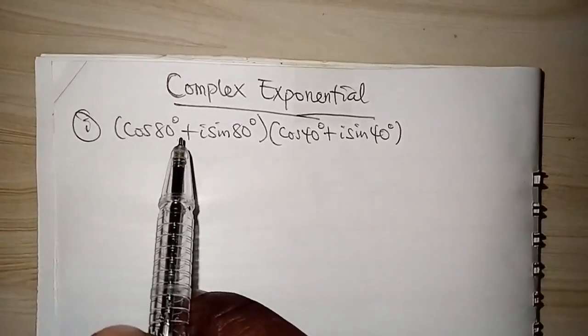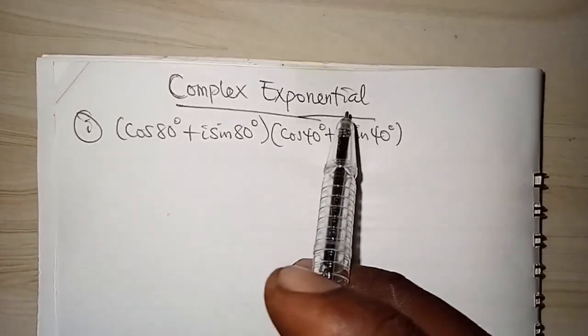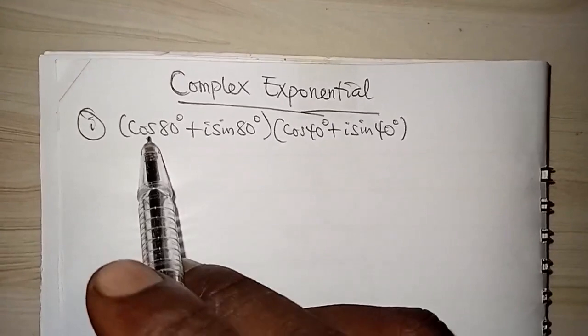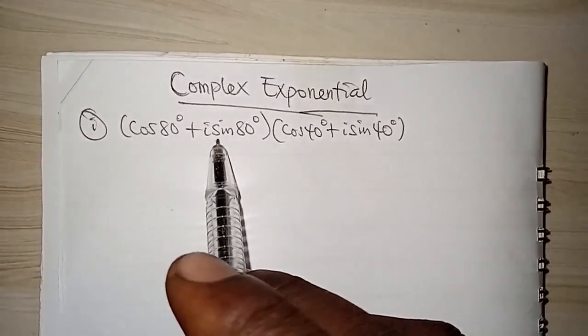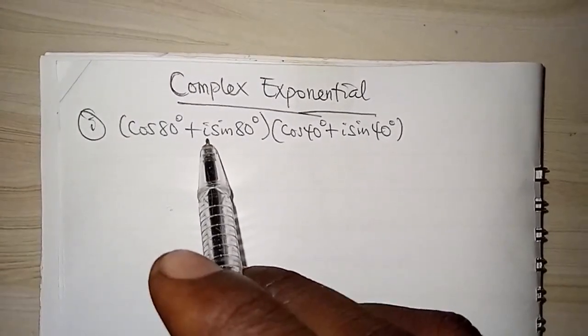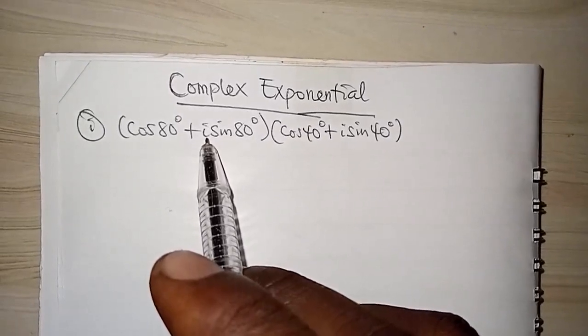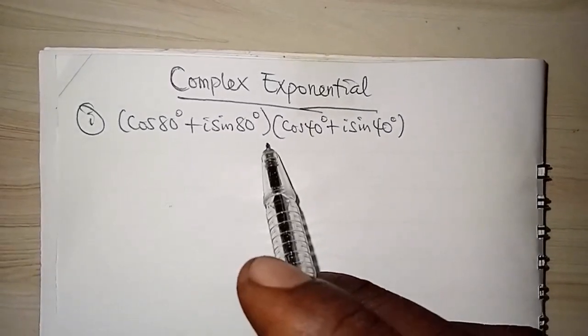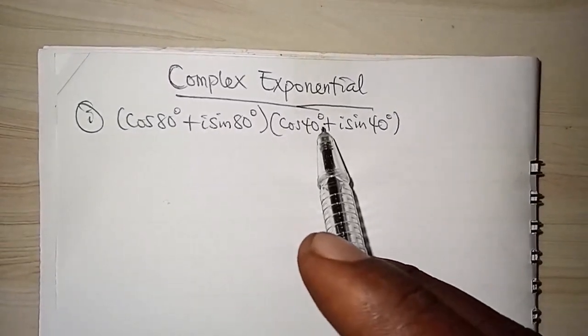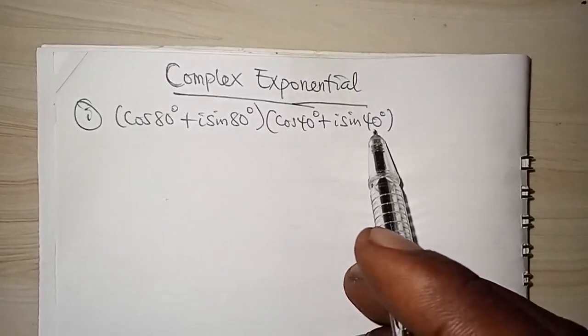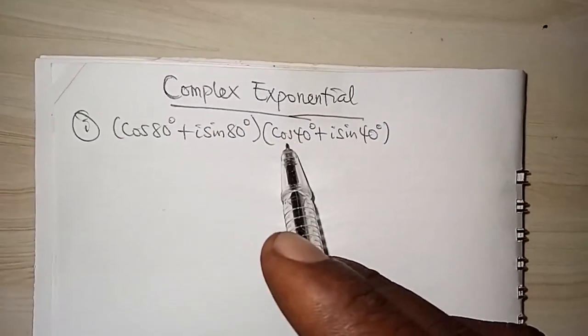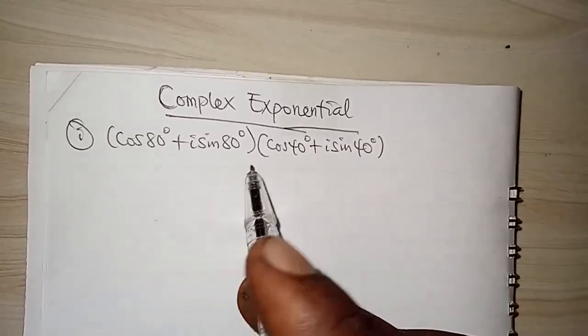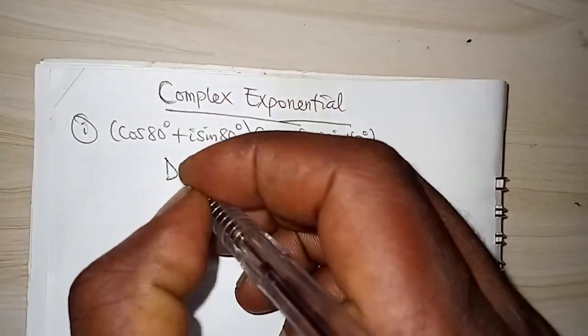In this video, we want to look at complex exponentials. If we have cos 80 degrees plus i sine 80 degrees, i is what makes it a complex number, which means imaginary, multiplied by cos 40 degrees plus i sine 40 degrees. Now, what we need to do is use the De Moivre theorem.